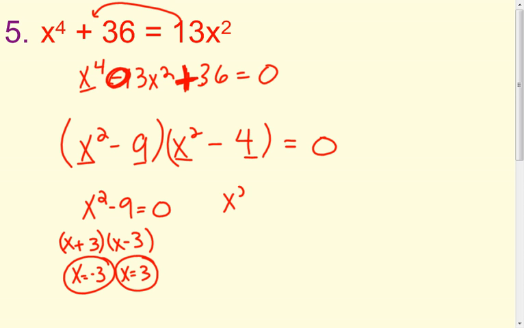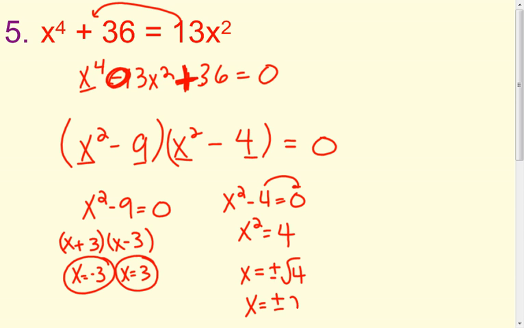Or if it's a perfect square, of course you can handle it like this. Move the 4 to the other side, and then square root. And of course we know that the square root of 4 is either positive or negative 2. So you can handle it that way as well. All right, one more problem.